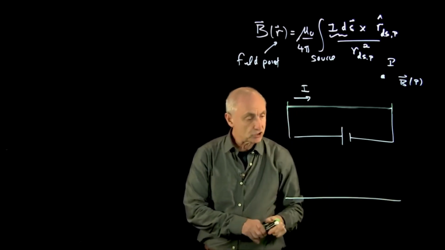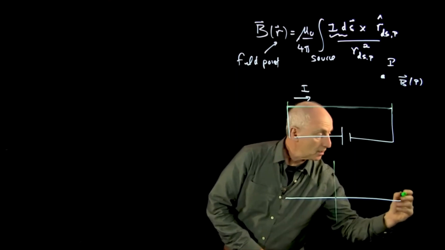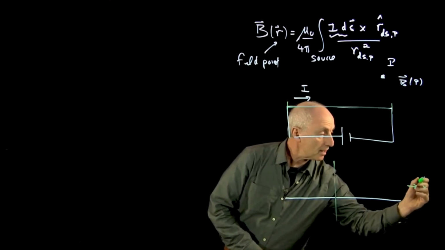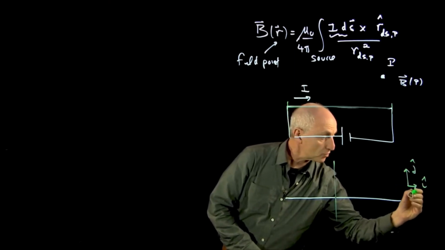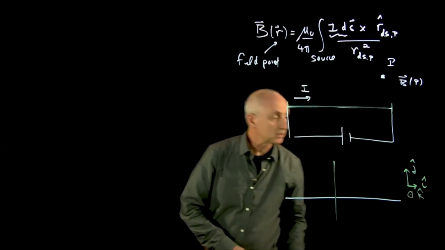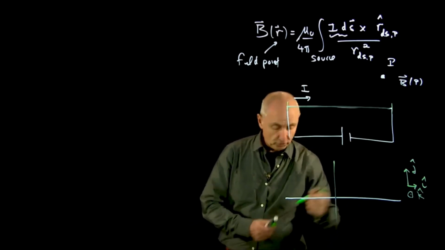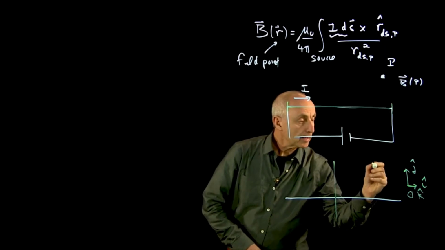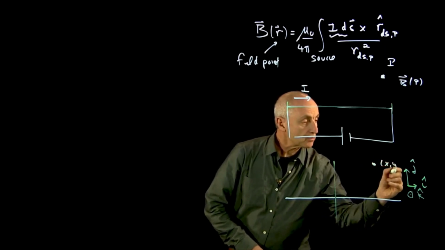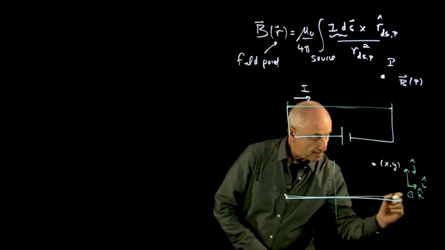I'll pick some type of origin, and I'll pick a coordinate system at the center of the wire. I'll have unit vectors i hat, j hat, and I'll choose a right-handed system with k hat in the direction shown. And I'll put my field point P right here, and I'll give it coordinates x and y.